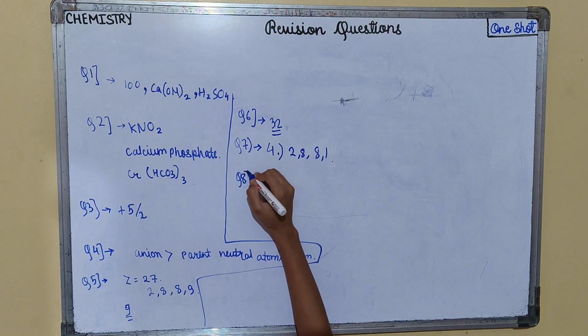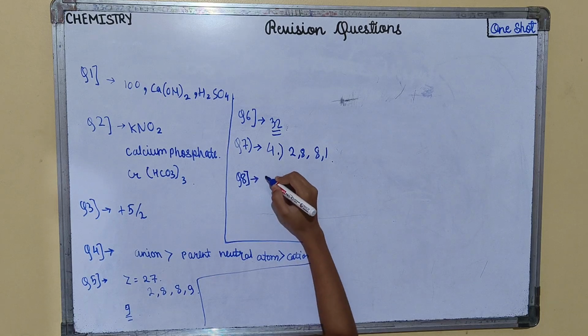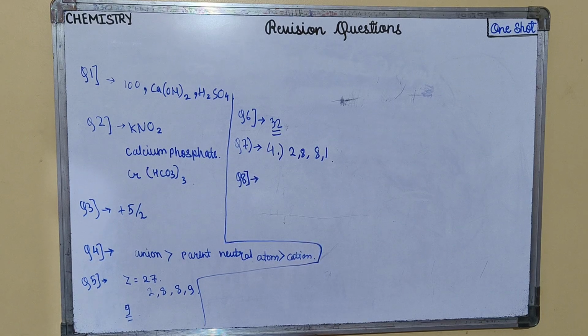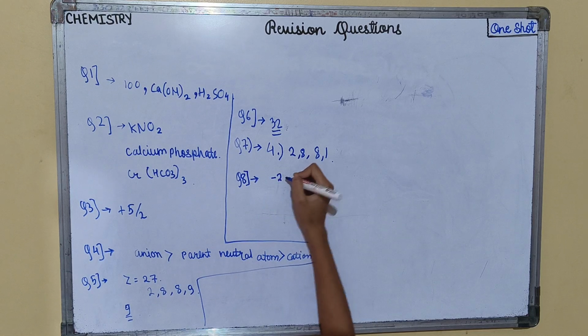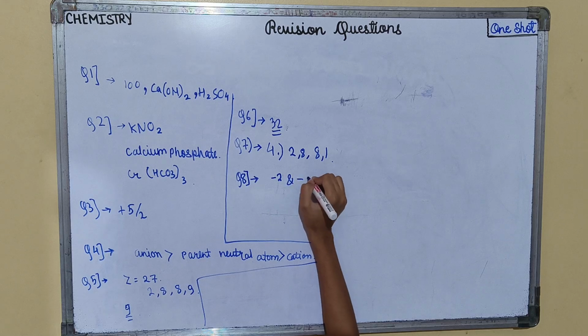Question 8 is find the oxidation number of oxygen and sulfur in compound H2SO4. So oxidation number of them are -2 and -2 and +6.